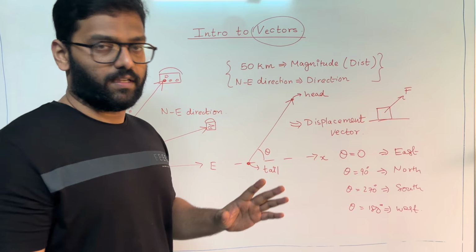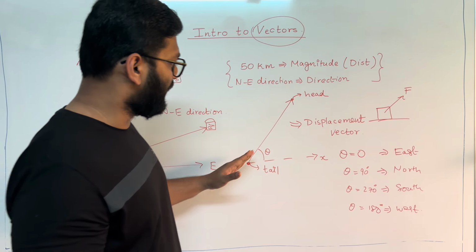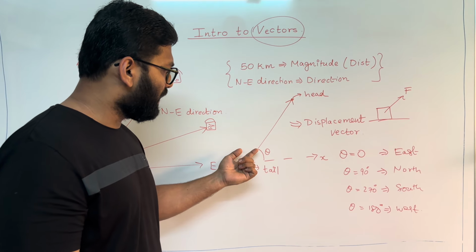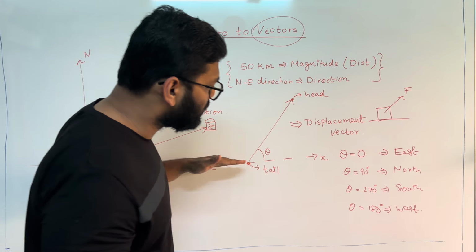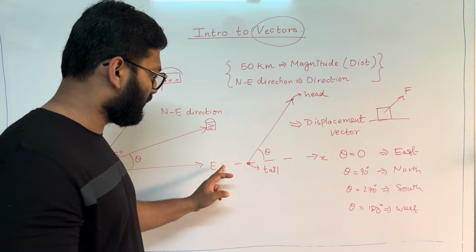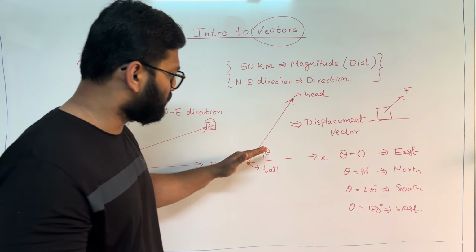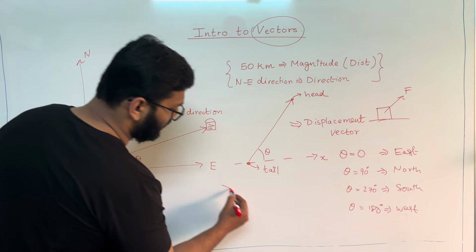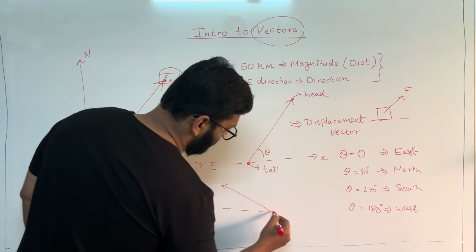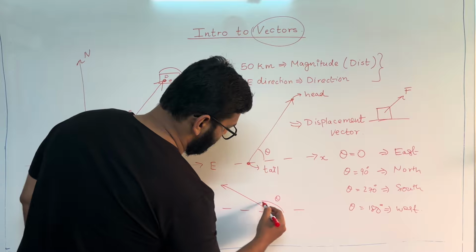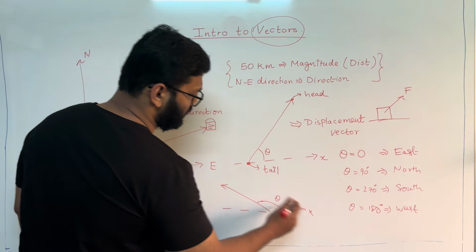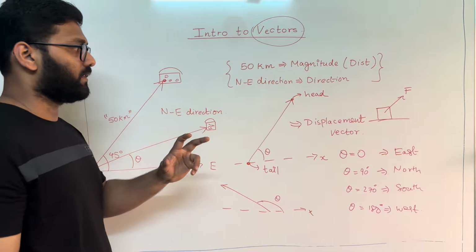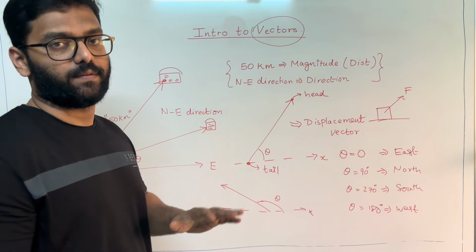So remember, if you want to specify a vector, you write the line, put the arrow head, and mention the angle theta that it makes with the positive x-axis. Don't mention this angle. This will be 180 minus theta, not this, but this angle theta. It can be acute as well as obtuse. Suppose a vector is like this, then the angle that you will mention is this theta, right? Because it is the angle it makes with the positive x-axis. So this is how you show the vectors.